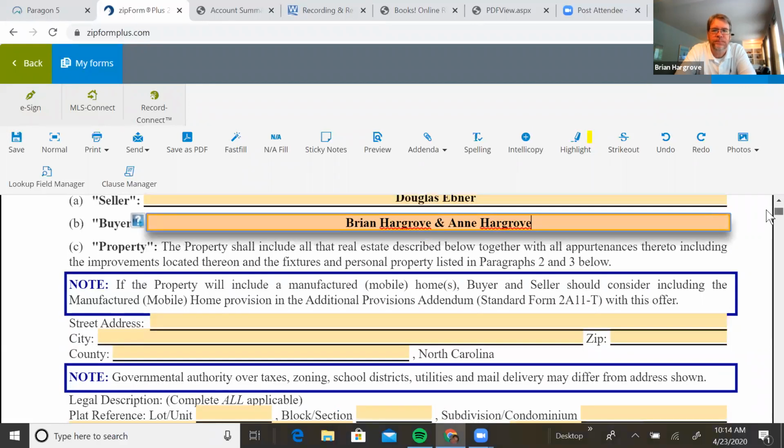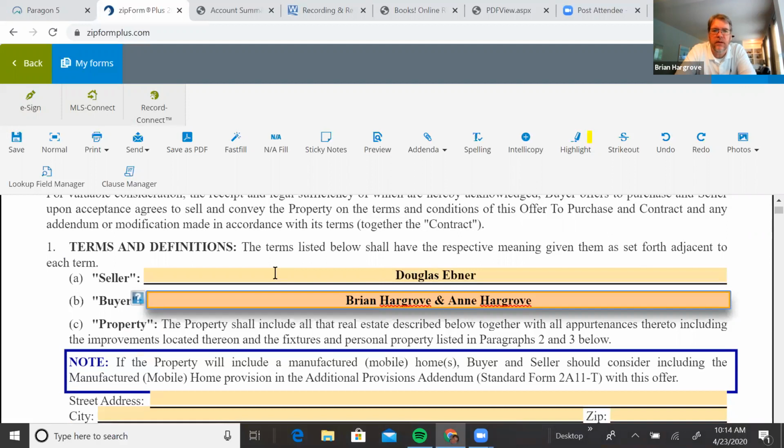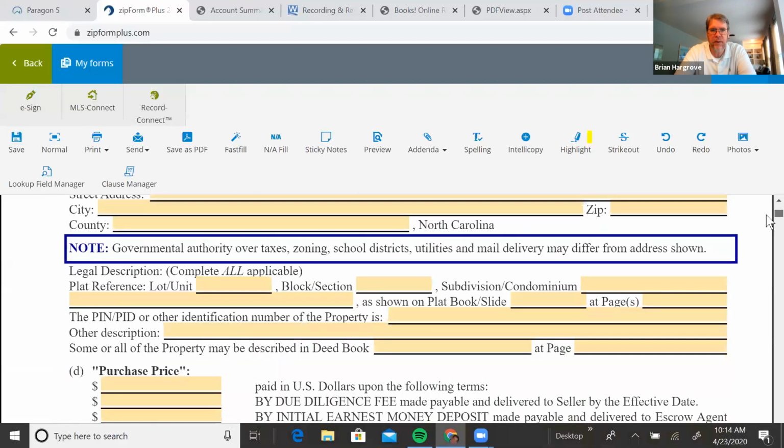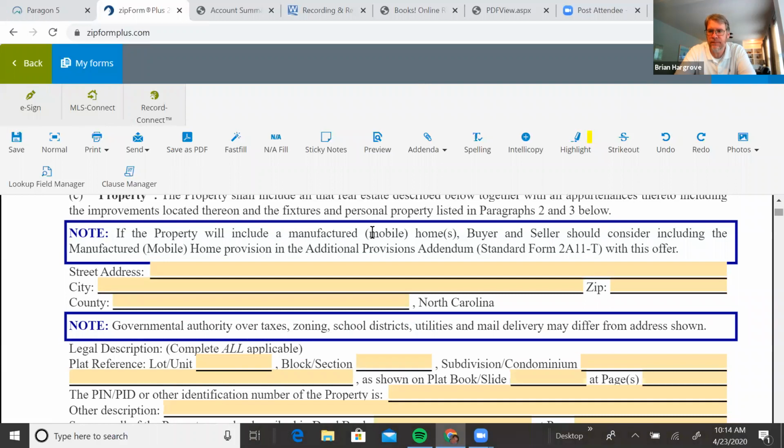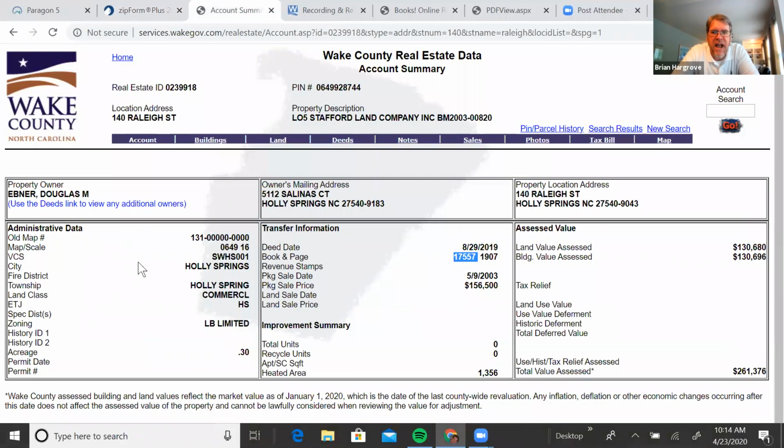All right, so again, we figured out the seller from tax records and deed. We talked to our clients to figure out who needs to be on this as the buyer. And now we go down and talk about the street address, right? You would think this is a really simple thing. The MLS says 140 Raleigh Street is for sale. That's what we're going to buy, so we're just going to put 140 Raleigh Street on there, right? But I definitely want to make sure that I'm checking the tax records. And right here, it does say 140 Raleigh Street is the property. So we're good with that, and we have the zip code 27540.